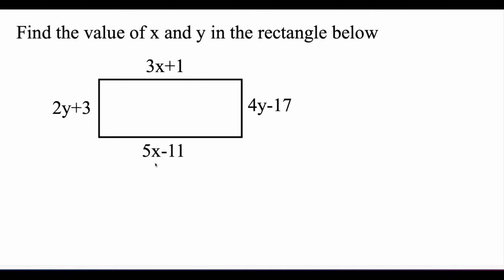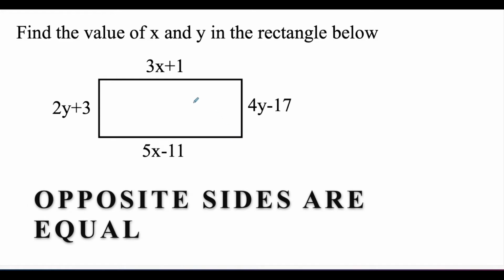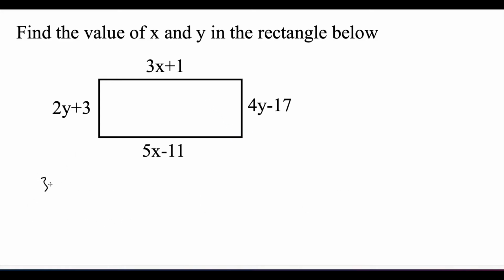So first of all, to do these kind of problem solving related questions, you have to know what a rectangle is, first of all. I mean, other than the fact that it looks like this, we know that a rectangle has opposite sides being equal, right? So if opposite sides are equal, then we can just say that 3x plus 1 is equal to 5x minus 11. And we can also say that 2y plus 3 is equal to 4y minus 17, right? Now once you've established these equations, now we can just solve them. And that will get you the answer of x and y.